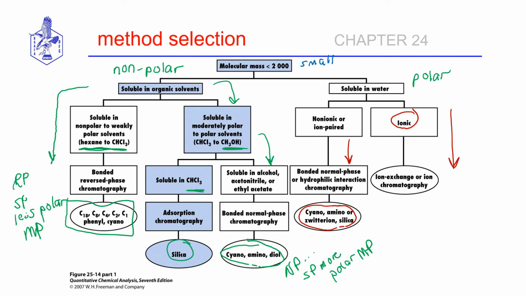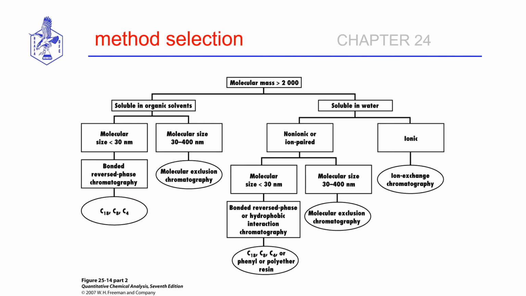So this is the appropriate way to consider what is the most ideal method to separate samples that have a certain characteristic in terms of the polarity and the size of the molecules. If our constituents in our sample are large, that is molar mass greater than 2,000, then we are going to be considering the following techniques.